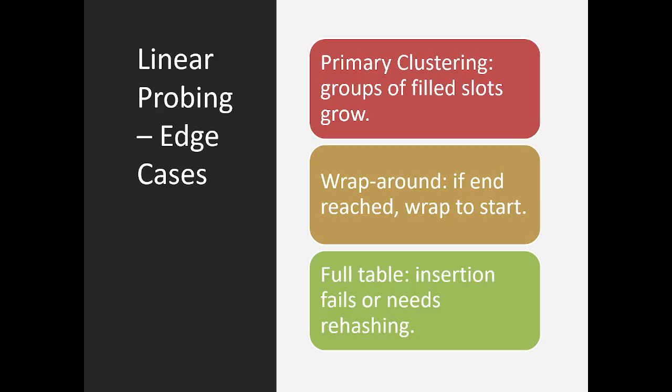So the drawback of linear probing is primary clustering. When groups of filled slots grow, some of the slots in the table are clustered in one area of the table. Then there is wraparound. If you reach the end, you have to wrap to the start. And in a full table, insertion fails or needs rehashing.